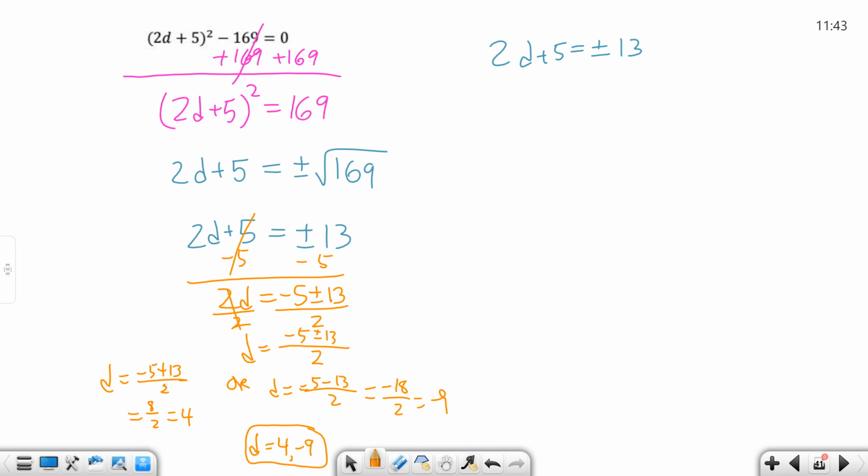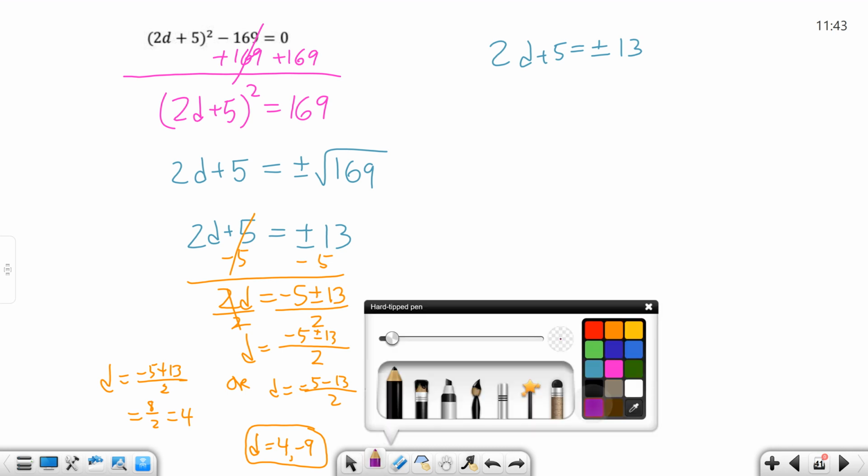So what that also tells me is if I were to foil this out, write it twice and foil it, and then move the 169 over, get it equal to 0 and factor it, it's going to be factorable. Okay, but that's okay. This is still the quickest way to solve it, or most efficient way to solve it. So I promise you another way to work it.